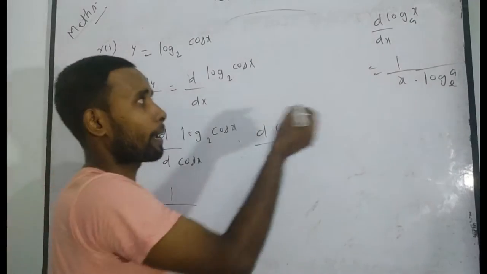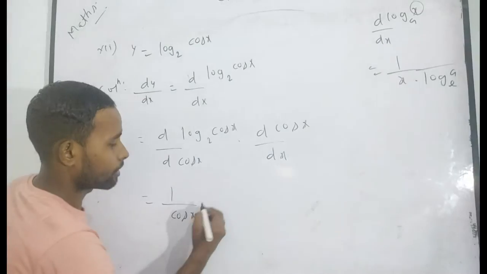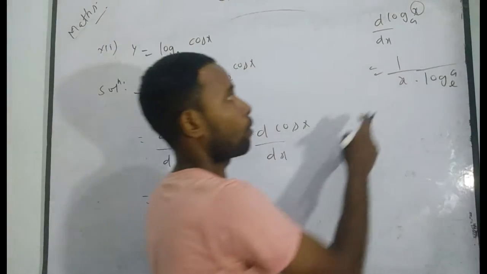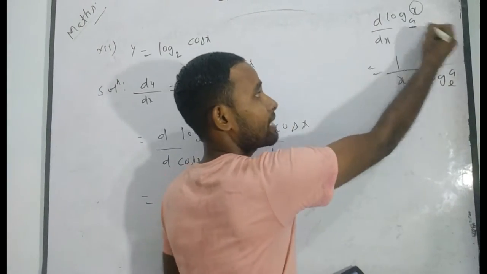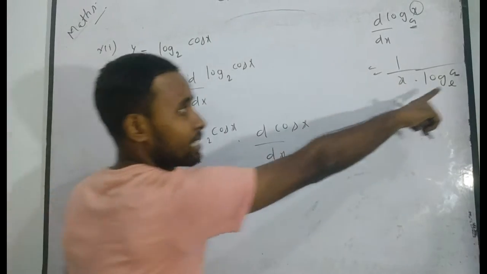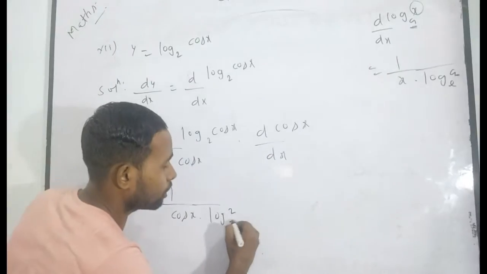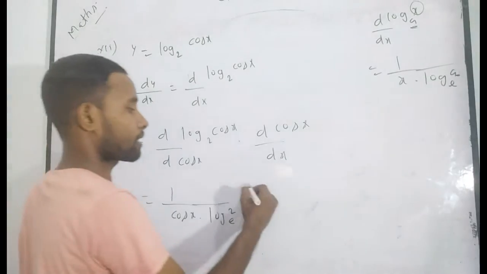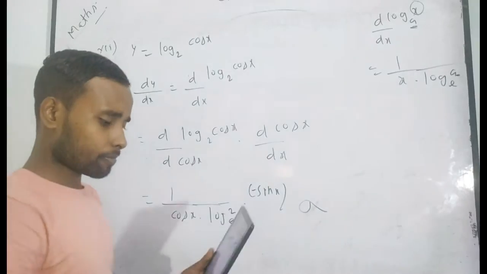What is the value of x here by comparing? You can tell me 1 upon cos x, and 1 upon x into log a. This is the base taken here as a, and you have to take the base finally as e. That means you can write again here log 2 to the base e. Now you have to differentiate this function again, minus x. This is a good problem.